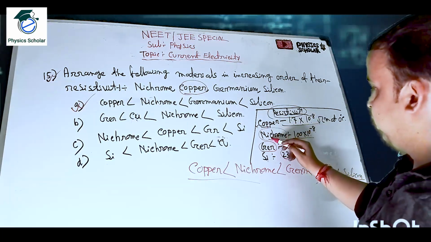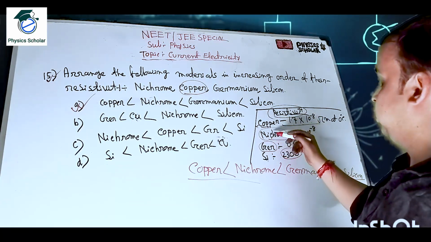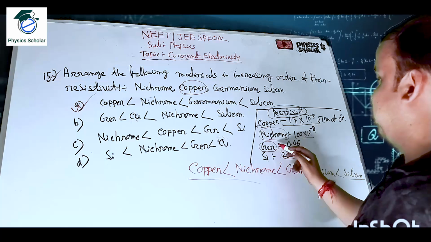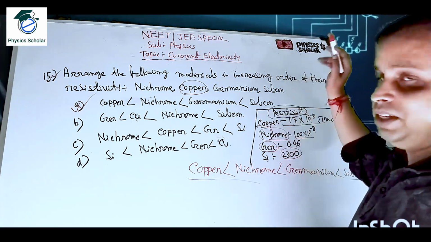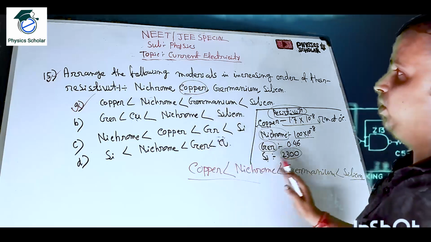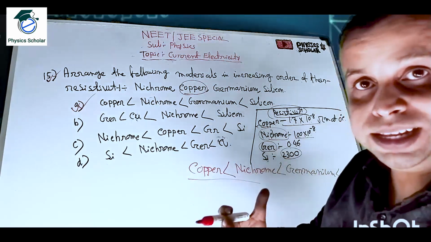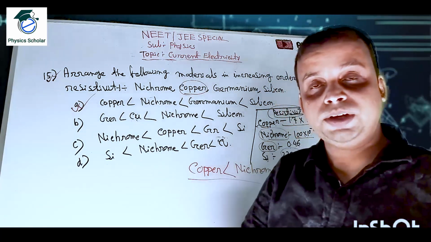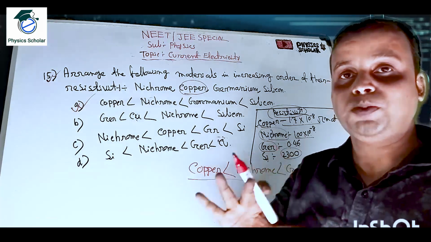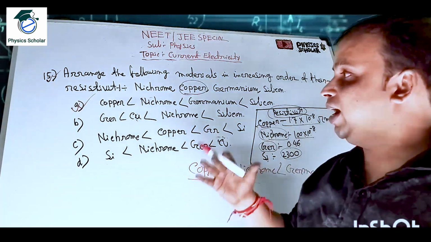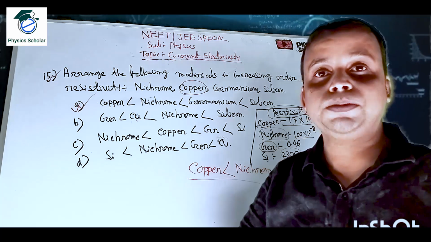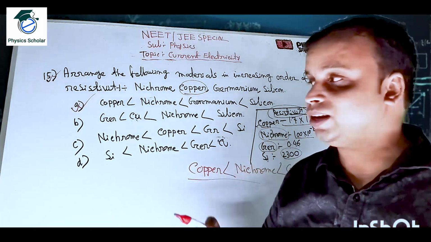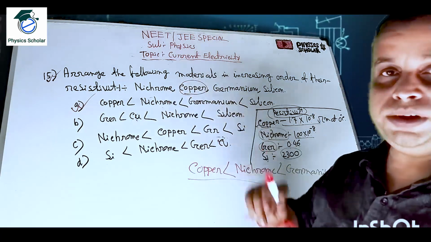Then nichrome greater than copper, then germanium greater than nichrome and copper, then silicon greater than these three. Clear? As the resistivity increases, that means it will not be a good conductor. It will oppose more electric current flowing through it. As the resistivity decreases, it will be a good conductor. Current electricity will not get much obstruction to flow through it. Clear? So option A will be correct.